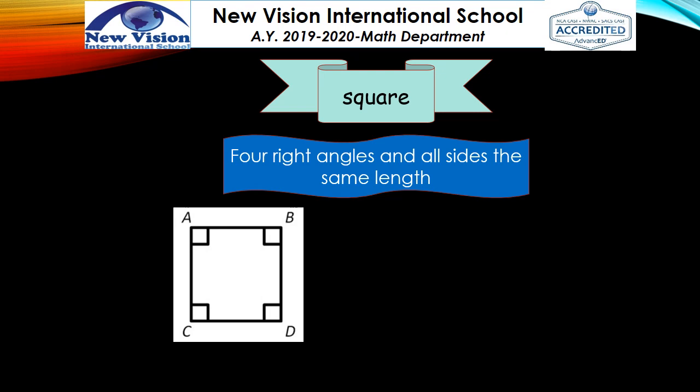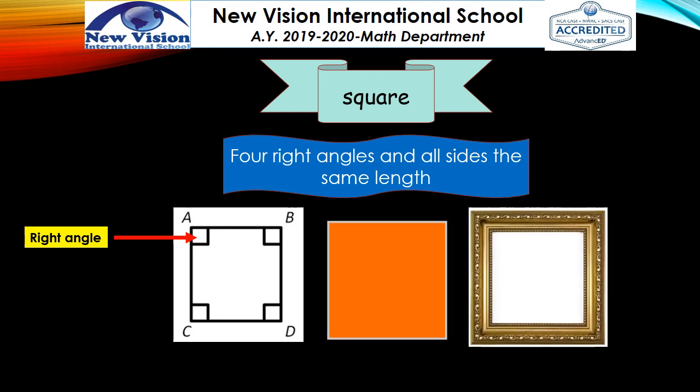Why is a square also a rhombus? A square is also a rhombus because both a square and a rhombus are special parallelograms with all sides the same length. As you can see in the picture, we have a square and we have a square corner, which is what we call a right angle. So how many right angles are in a square? There are 4 right angles. This shape is a square and this picture frame is also a square. Remember, a square has 4 right angles and all sides the same length.